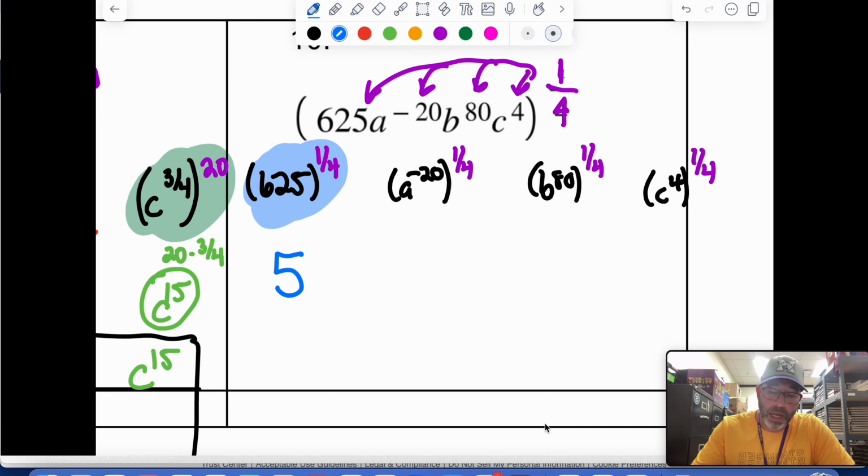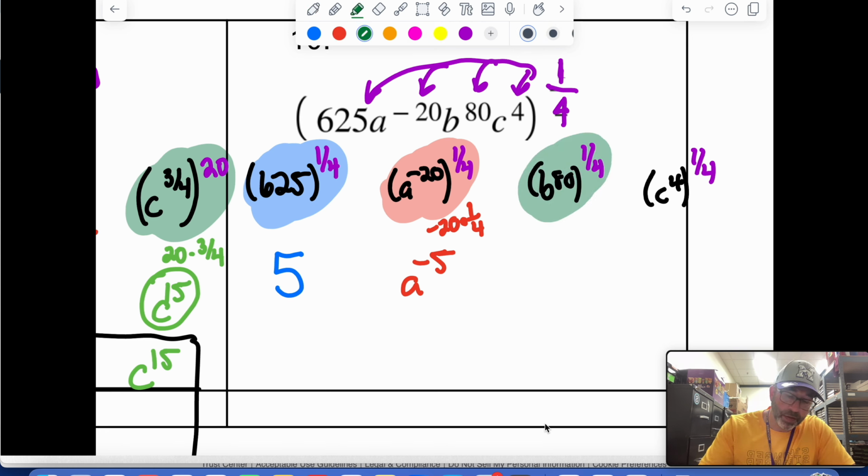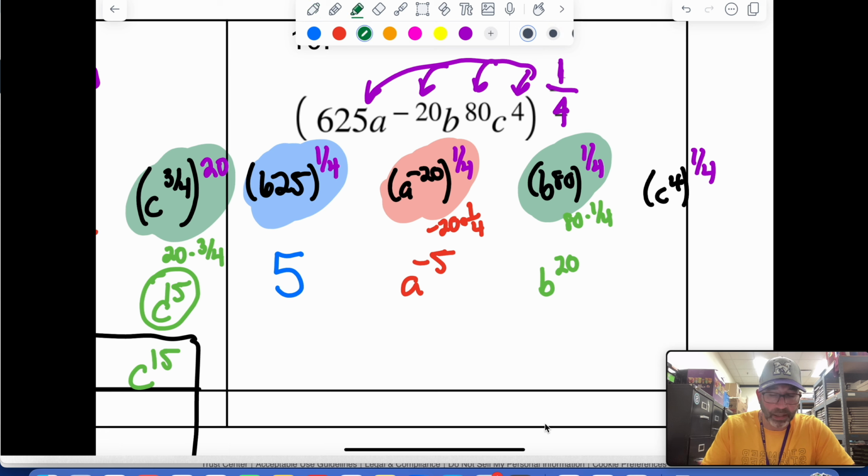You just use a calculator. All right, the next one that we have here is we're going to take a to the negative 20th to the 1/4, and we will have negative 20 times 1/4, which is a negative 5. We're going to go ahead and do b to the 80 times 1/4. So that means we're going to have b to the 20th. And then last one, we have c to the 4th raised to the 1/4. And that means that we're going to have 4 times 1/4, which is just a 1. So we have c to the 1st.